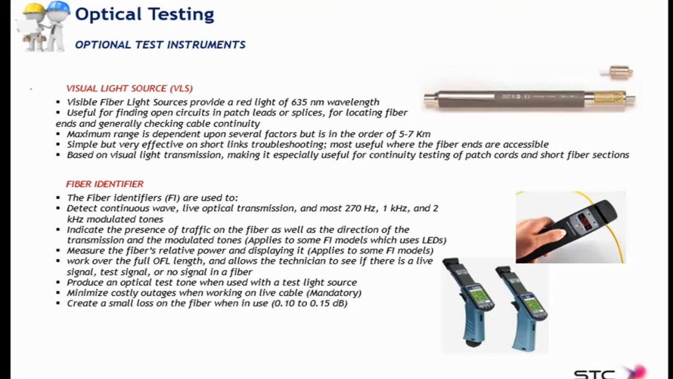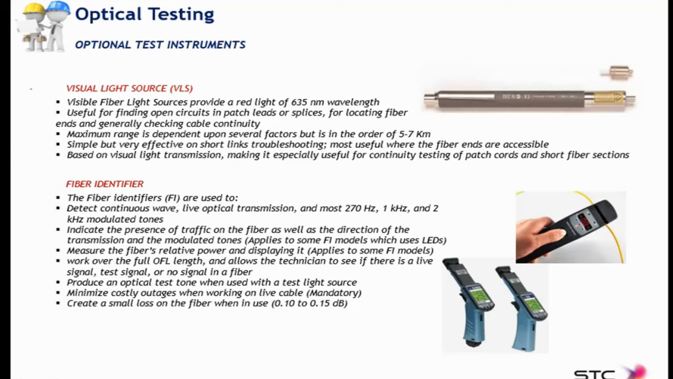The first instrument is the Visual Light Source, VLS, also called Visual Fault Locator. These instruments are basically a laser light source in the visible spectrum, red light, 635 nanometers. They come with a set of adapters so that they can be plugged into any type of connector. Then they inject the visible laser signal to reach a range of 5 to 7 kilometers. Then they are very effective to identify what fibers are connected where.